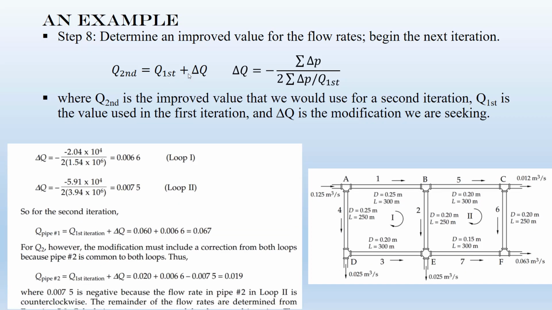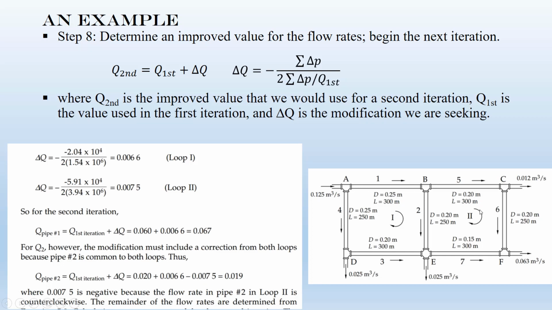So you can find the new Q for all pipes, but keep in your mind that for pipe 2, because pipe 2 is common between both of these two loops, you need to apply both delta Qs for pipe 1 and pipe 2 to find the second Q for pipe 2. Correct? Look, this is the initial value, and then you need to apply both of these, delta Q for loop 1 and delta Q for loop 2.